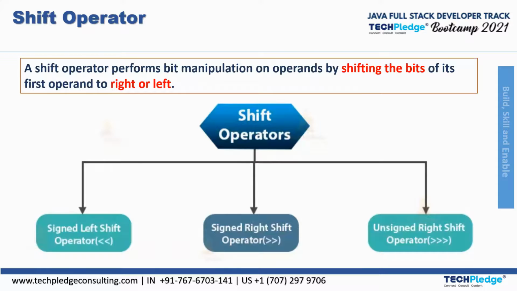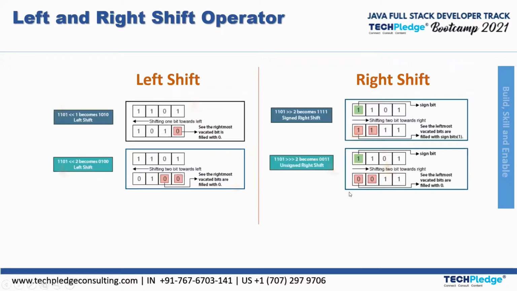I've already explained the three different types of shift operators in the previous slide. Here you can see how it is explained very nicely, how you're doing a shift operation. So when you do a left shift, the first digit moves one bit to the left, and once it moves, the last position becomes vacant, right? So now that is filled with a 0. That's how you get this value.